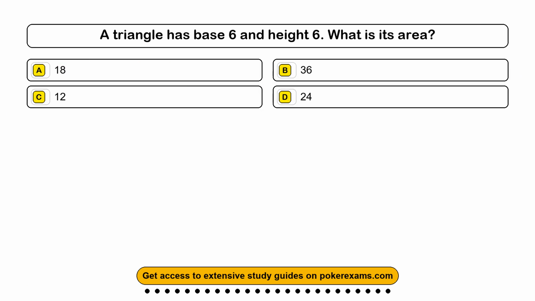Question 17. A triangle has base 6 and height 6. What is its area? Option A 18. Option B 36. Option C 12. Option D 24.